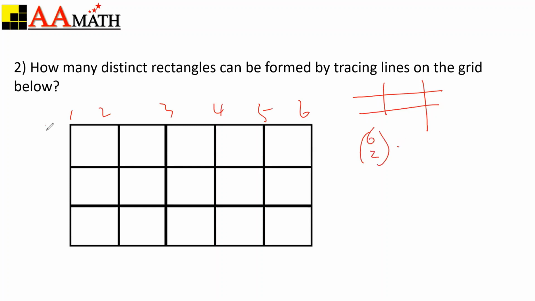And then we have horizontal lines: 1, 2, 3, 4. So basically that's going to be times 4 choose 2. So this is 6 times 5 divided by 2 times 1, times 4 times 3 divided by 2 times 1. Cancel, we have 2. Cancel, we have this: 15 times 6 equals 90. There are 90. It would be very, very hard to find 90 correctly if you just do casework. Do you agree?